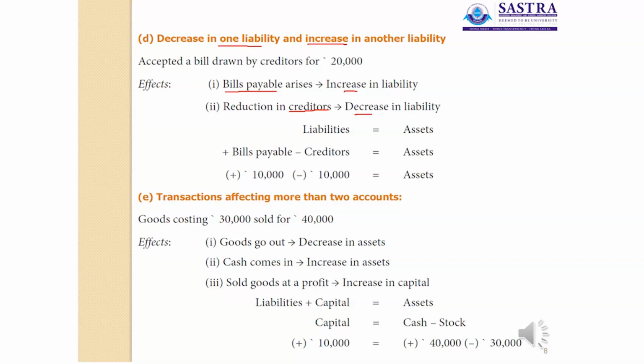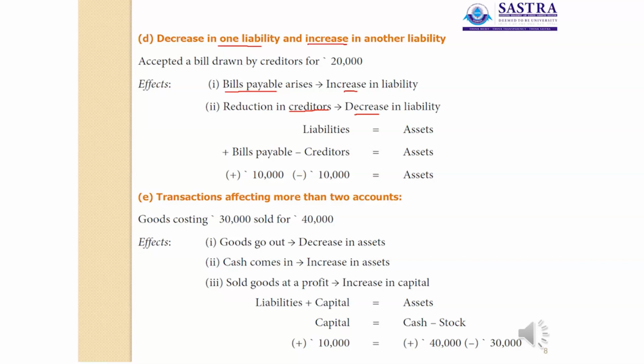Now you have to apply the equation. Liabilities is equal to assets. Here bills payable increases the liability, so plus 10,000. The creditors value decreases by 10,000, so minus 10,000. So here the value of liability is 0 and the assets value is 0. So here the accounting equation should be equal.